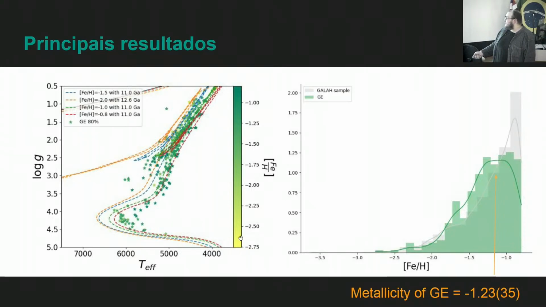So here is a Kiel diagram for the stars in Gaia-Enceladus. You can see that they are very old, more or less 11 to 12 gigayears. And here is the metallicity distribution for Gaia-Enceladus. We found that Gaia-Enceladus has a metallicity of minus 1.23 with 0.35 spread.